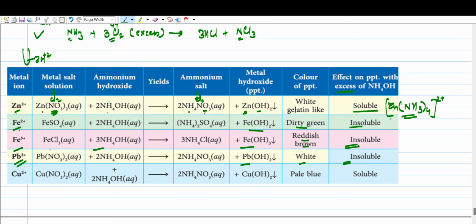Okay, now comes the copper. When copper ions come in contact with ammonium hydroxide, initially a pale blue precipitate of copper hydroxide is formed, and on adding excess of ammonium hydroxide, a tetraamine complex is formed, which is inky blue in color. What is the color? A deep blue solution is formed. Okay, children, remember this is very important.